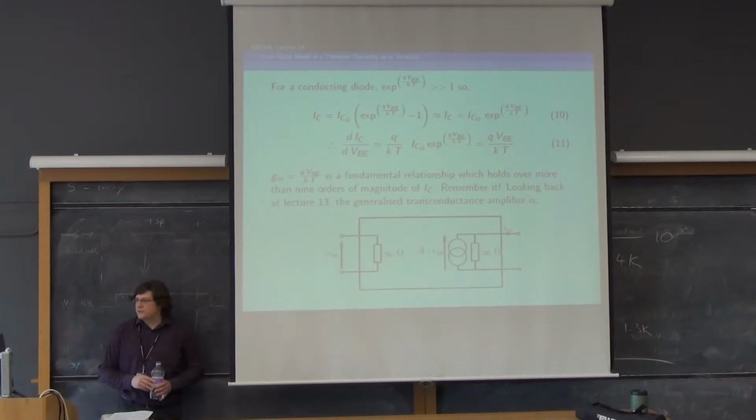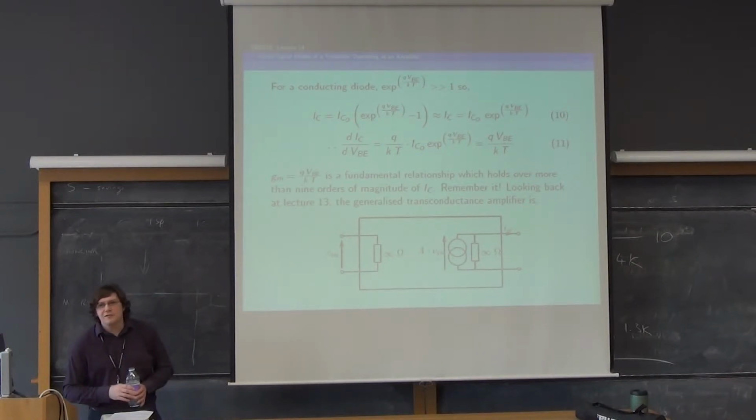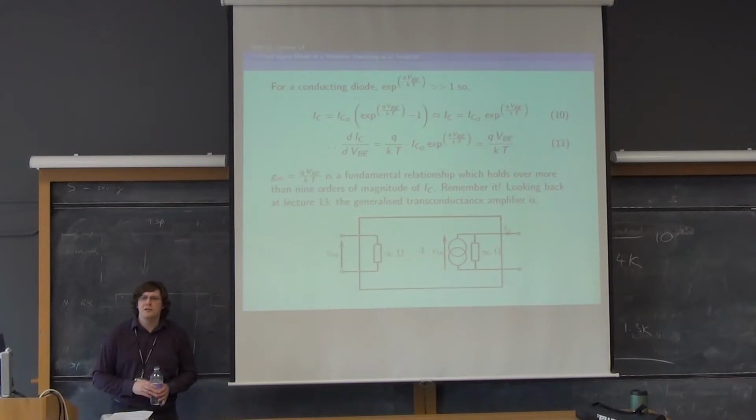But if a diode is conducting, we can say that eQVD upon kT is much, much, much greater than 1. Is everybody happy with what T, K, and Q are? Q is the electron charge, which is? And K is? Which is? I'm pretty sure it's on your exam paper anyway.